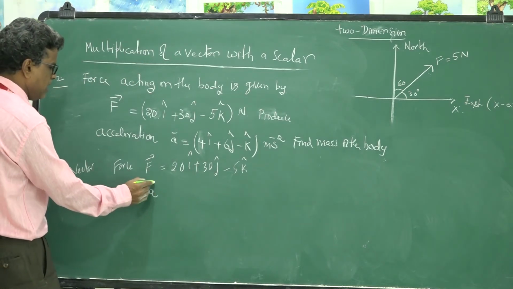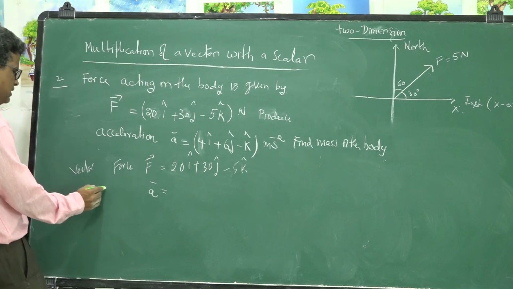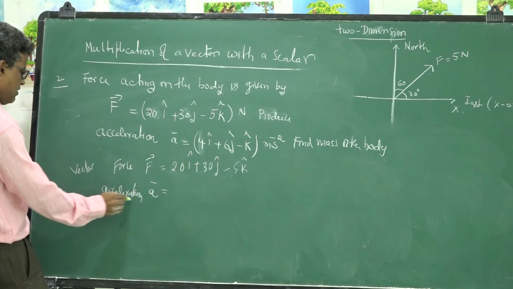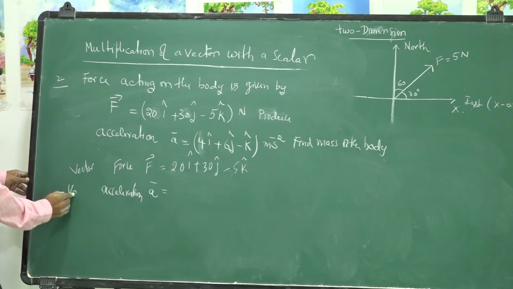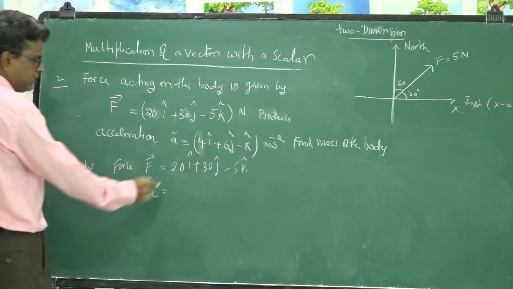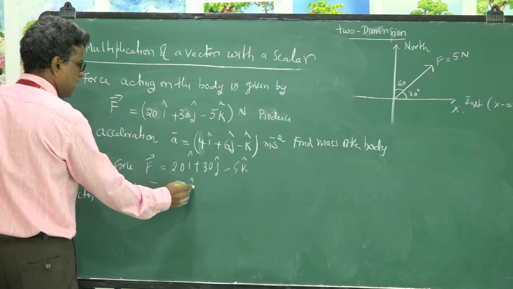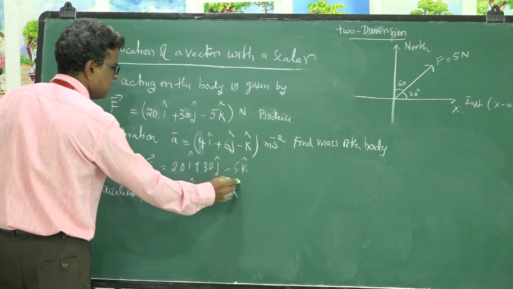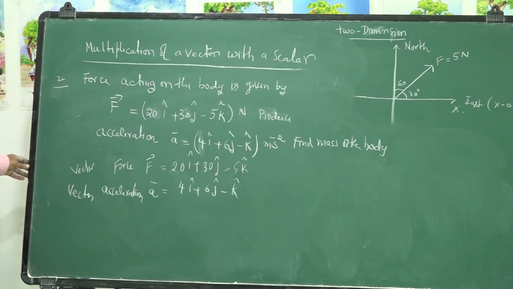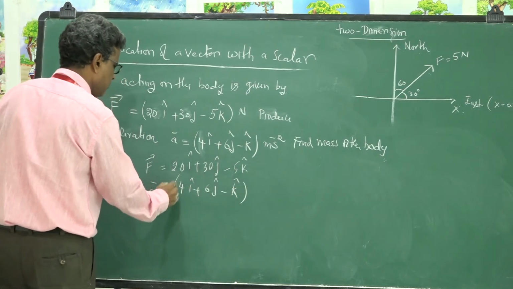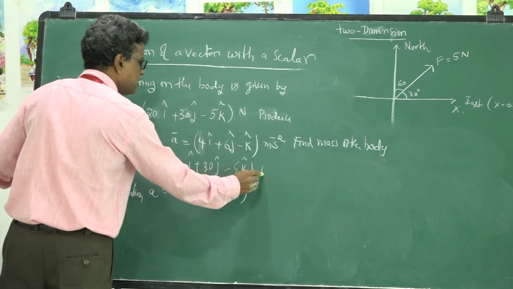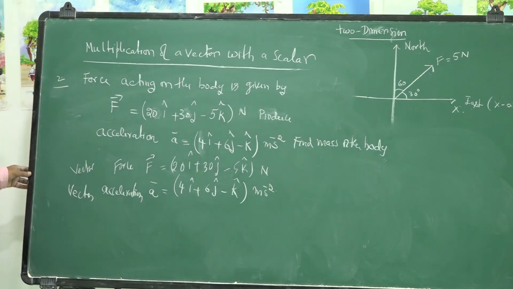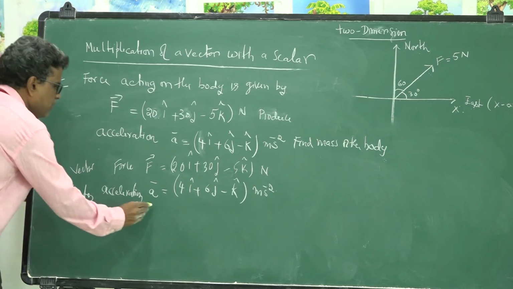Acceleration. A bar is equal to, what is this? Acceleration. This acceleration is also a vector quantity. What is acceleration? 4 i cap plus 6 j cap minus k cap. This is acceleration. Force unit is newtons. Acceleration units is meter second to the power minus 2. We want the mass of the body.